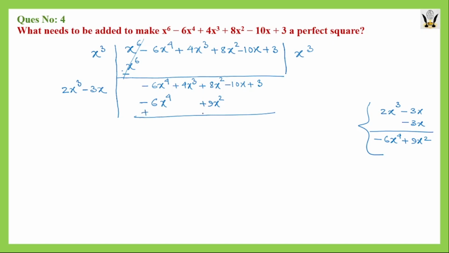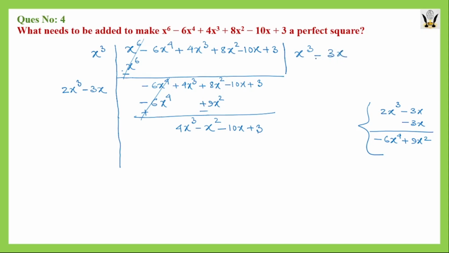So the signs change, it will be plus, it will be minus. This will cancel each other, minus 6x to the power 4 and plus 6x to the power 4. From here what remains is 4x cube, then 8x square minus 9x square, so it will be minus x square, then minus 10x, and then plus 3. Okay, here we missed the minus 3x, we should have written it here.